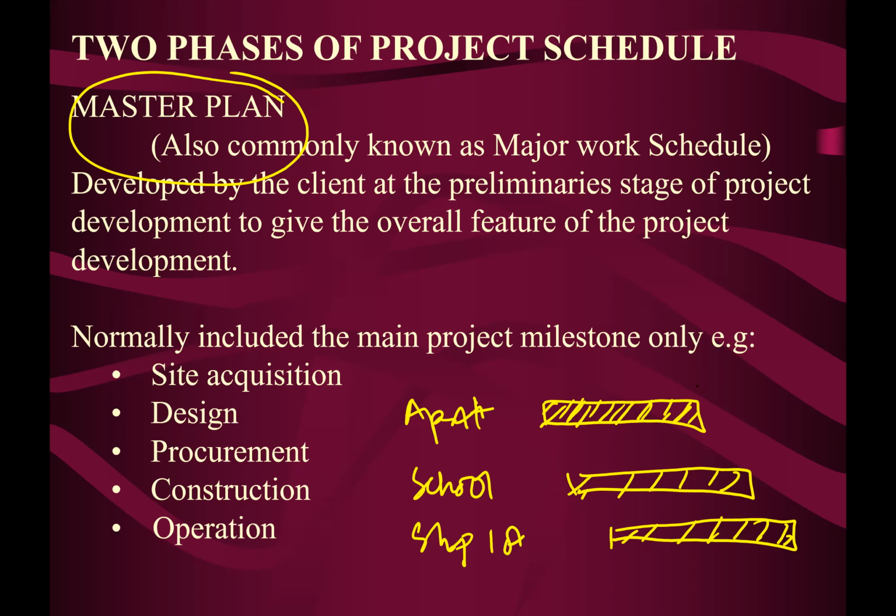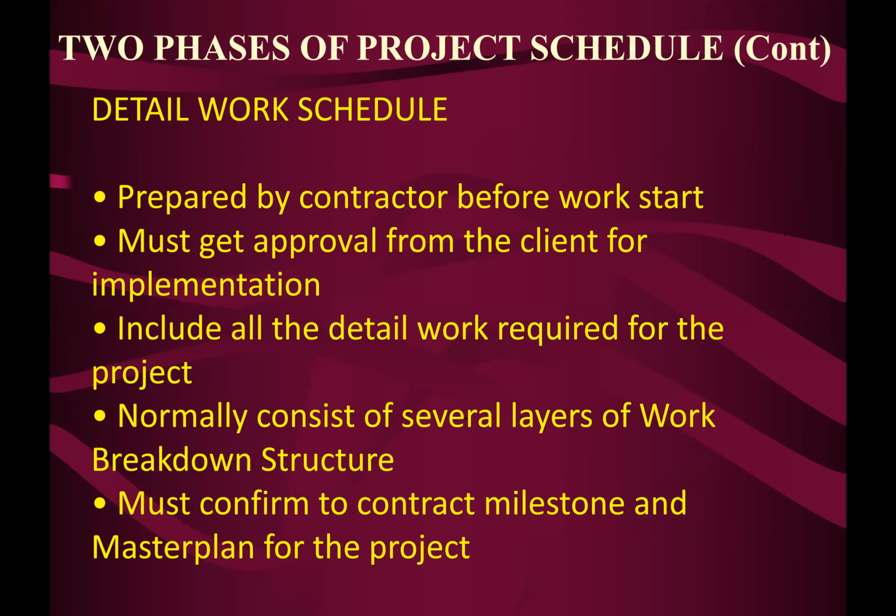But inside the apartment, if you want to construct the apartment, there are so many things that you need to do. You need to do excavation, substructure, superstructure, roof, etc. And that one is what we call detail work schedule. You see? So that is the difference between master plan and detail work. Detail work consists of the detailing, or the breaking apart of all the big things that you want to construct in order to complete the whole apartment and whatnot.